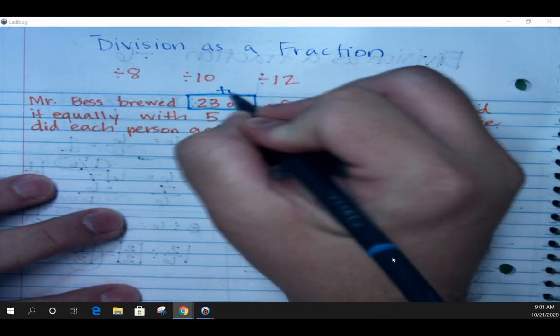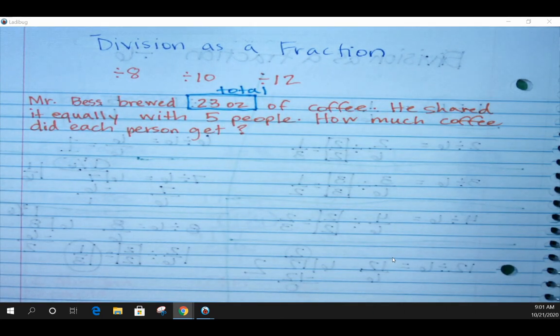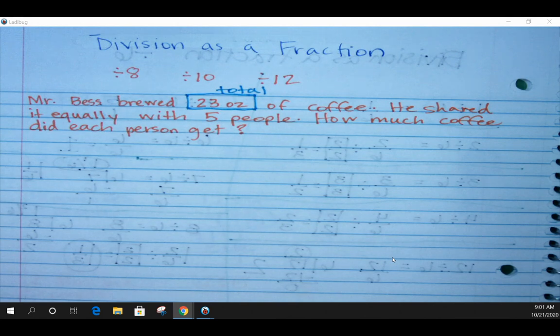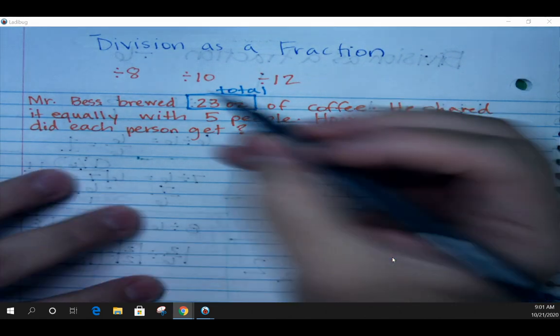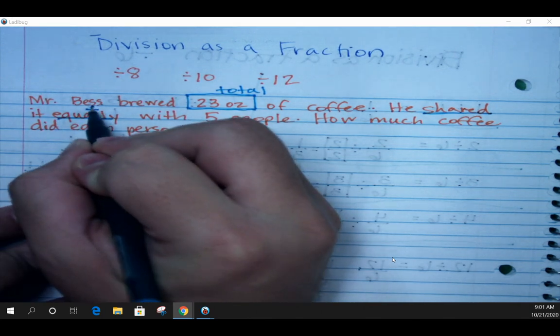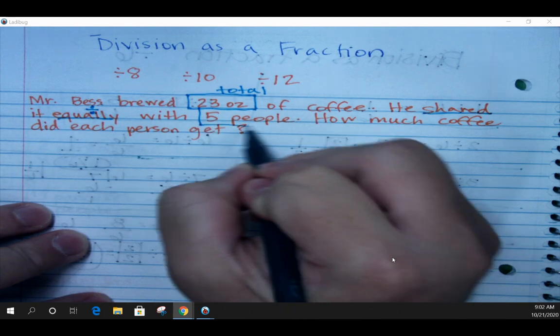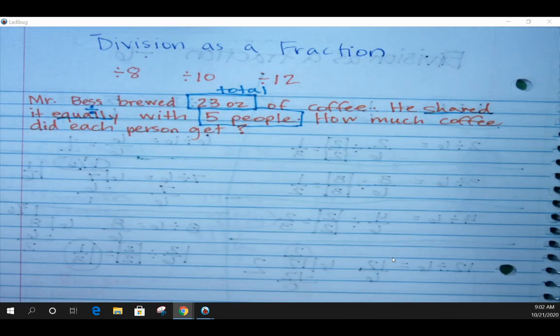This is the total ounces, right? But I'm not giving that 23 ounces to myself, am I? I'm sharing it with 5 people. Equal shares means divide. And then 5 people is the number of people I'm sharing it with.